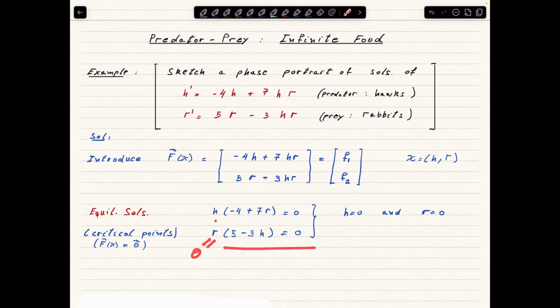And when r is 0, we satisfy the second equation, then we go here, this term is not there, and the equation is negative 4h equals 0, so h has to be 0. So when either of the variables is 0, the other has to be 0. So the only other possibility to satisfy these two equations is to choose h such that this is 0, and to choose r such that this is 0. So h is going to be 5/3, and r is 4/7. And that's it. These are all the critical points we have for this system.